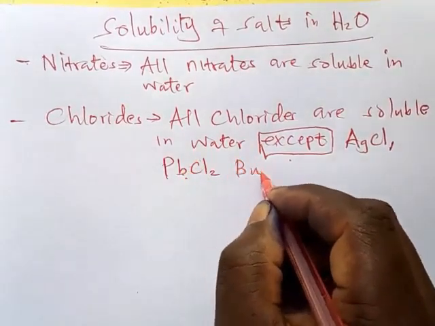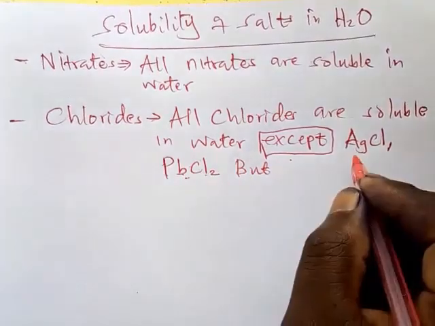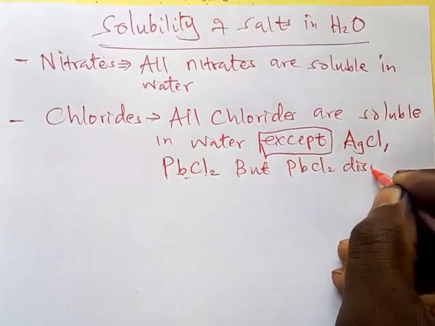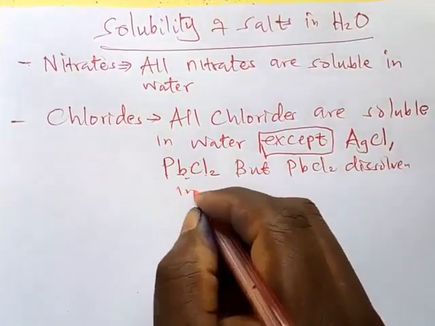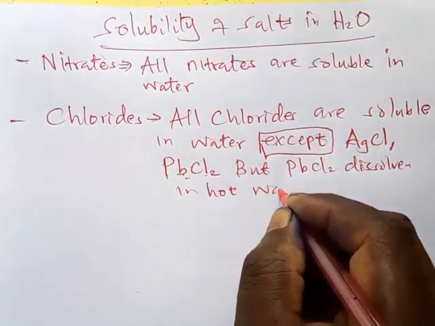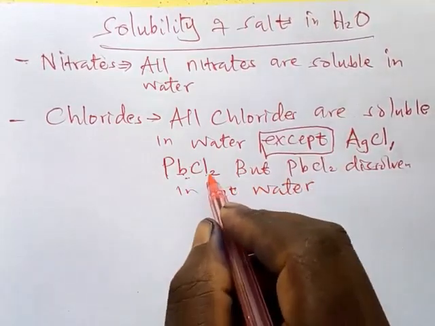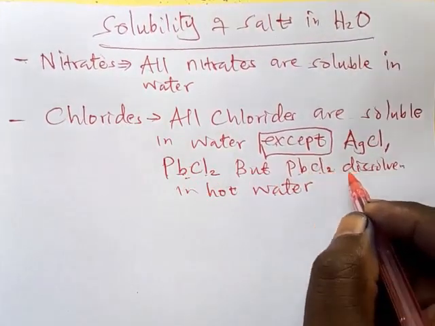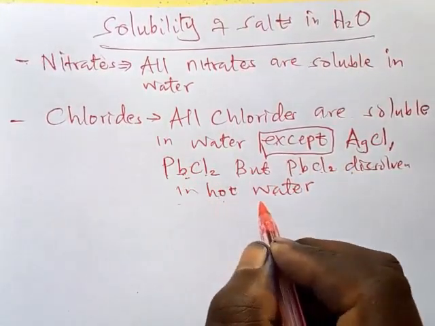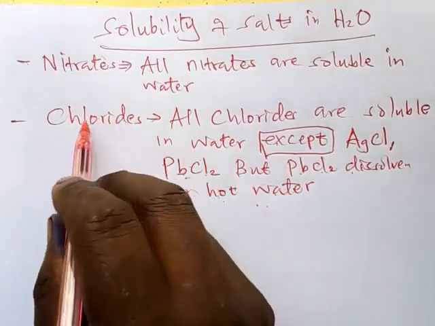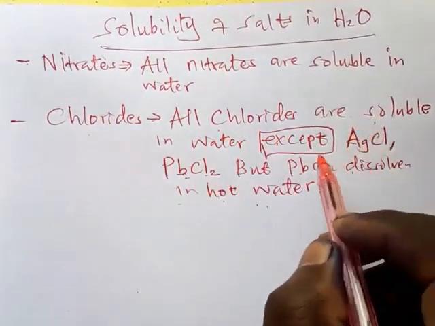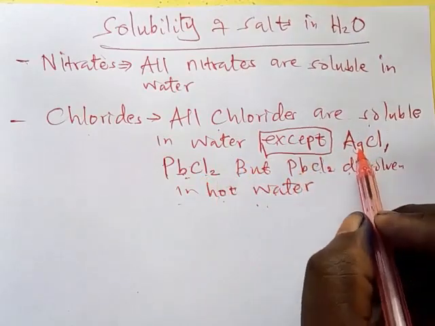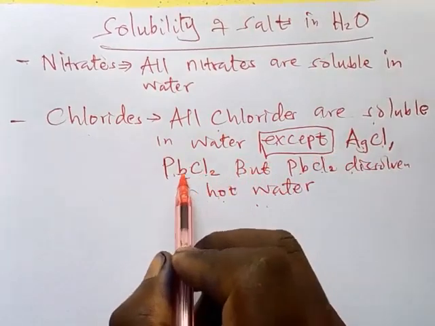But the difference between lead chloride and silver chloride is that lead chloride dissolves in hot water. When you warm the white precipitate, it will dissolve to form a colorless solution. Therefore, lead chloride is soluble in hot or warm water. Very important. So all chlorides dissolve in water, forming a colorless solution, except silver chloride and lead chloride.